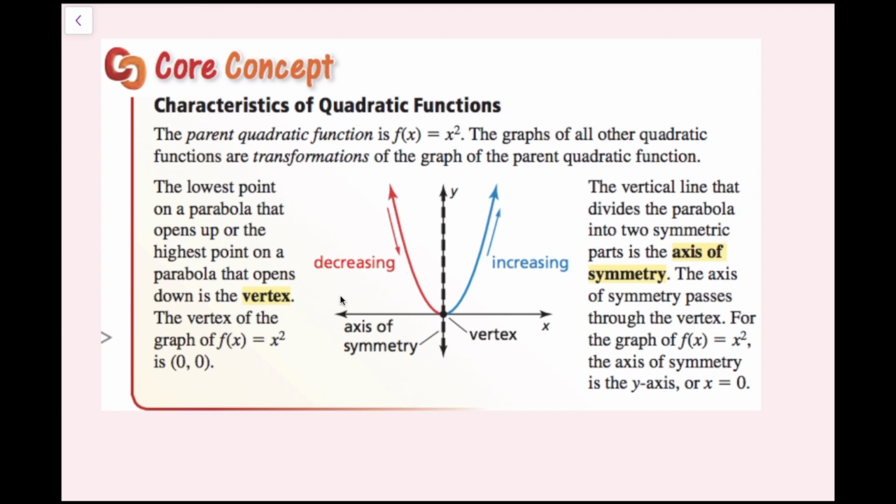Right here, from left to right, the y value is decreasing, and then when it gets to the vertex, the lowest point, the y value is increasing. This line right here is the axis of symmetry, and that just means that it is symmetrical on either side of this if you're at the same y value.